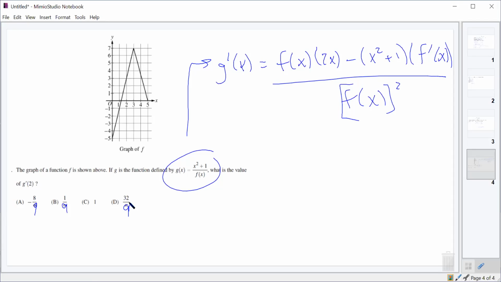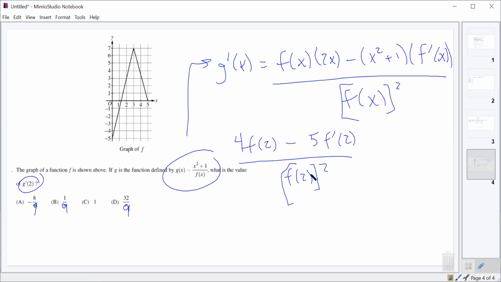Those are all ninths. So then we want to find g prime of 2. So that ought to be f of 2 times 2 times 2, so 4f of 2, minus 5f prime of 2, over f of 2 squared. Ignore how awful that bracket turned out to be. And then we'll just figure out what f of 2 and f prime of 2 are. So f of 2 is 3. So that should be 12 minus 5 times f prime of 2.